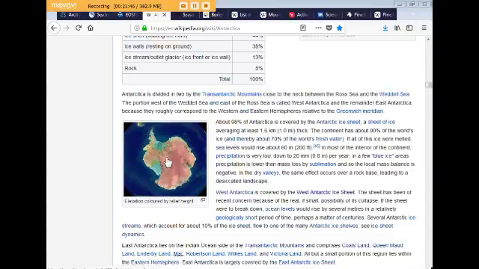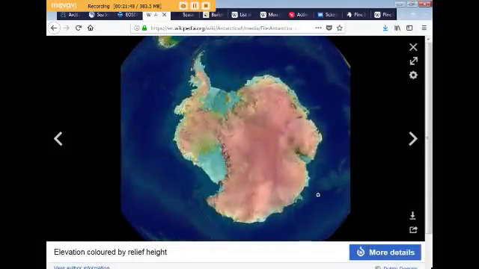So let's look at this. I love looking at maps. So here's the mountain range that they're talking about. Right there.